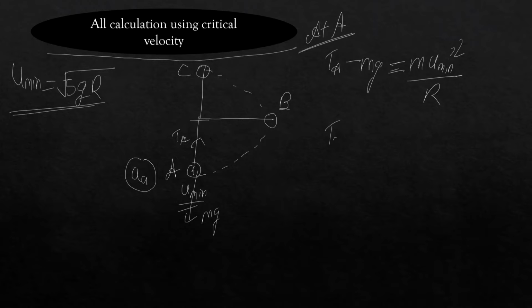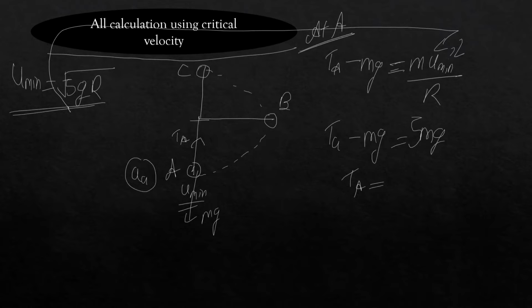So for finding tension, what will you do? TA is equal to mg plus m times u minimum square upon r, and we put this value, u minimum, that is under root 5gr. So we put this value here, and we get TA is equal to 6 mg. So TA we have got: TA is equal to 6 mg.